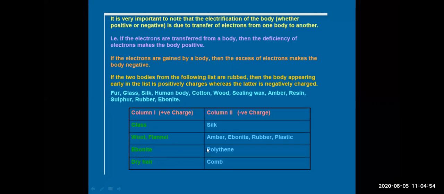So this is just for you to keep in mind. If we have glass and silk, glass becomes positive, silk becomes negative. Dry hair will become positive and your comb will become negative. Wool becomes positive and amber, ebonite, rubber, plastic will become negative. If you take ebonite and polythene, ebonite will become positive and your polythene will become negative.